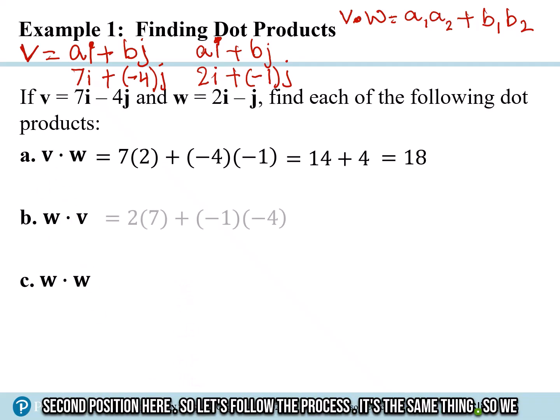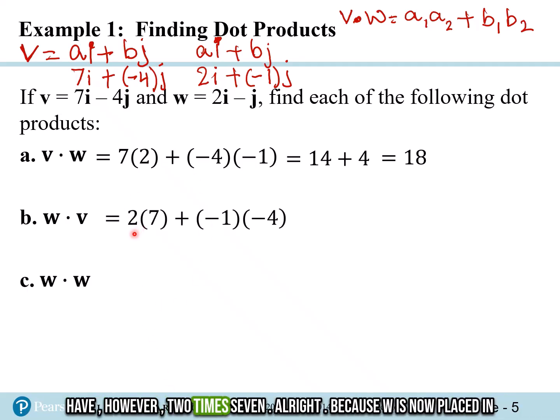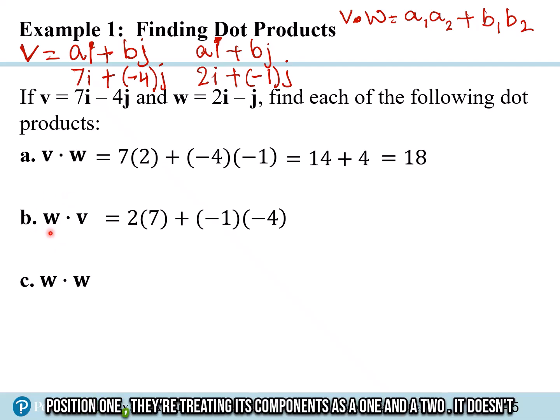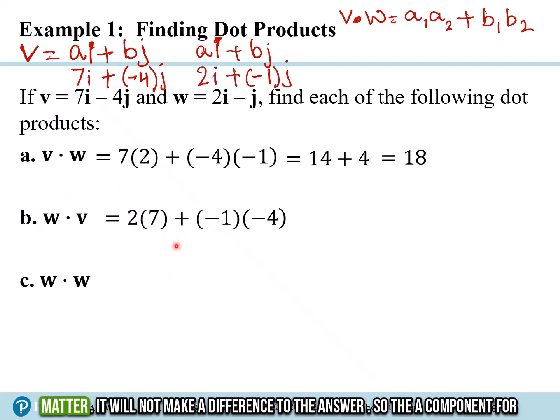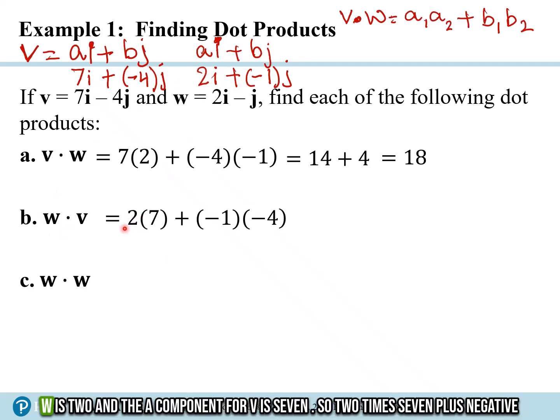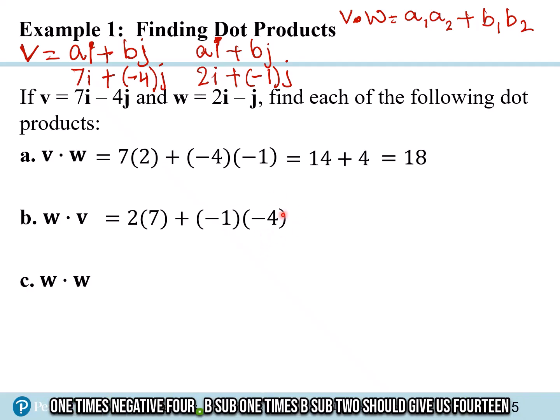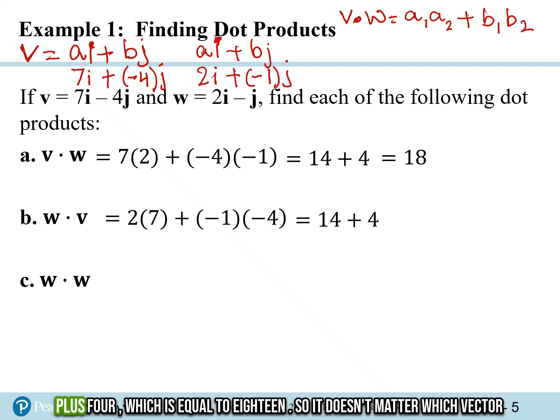It's the same thing. So we have, however, 2 times 7, all right? Because W is now placed in position 1, but they're treating its components as A1 and A2. It doesn't matter. It will not make a difference to the answer. So the A component for W is 2 and the A component for V is 7. So 2 times 7 plus -1 times -4. B sub 1 times B sub 2 should give us 14 plus 4, which is equal to 18.